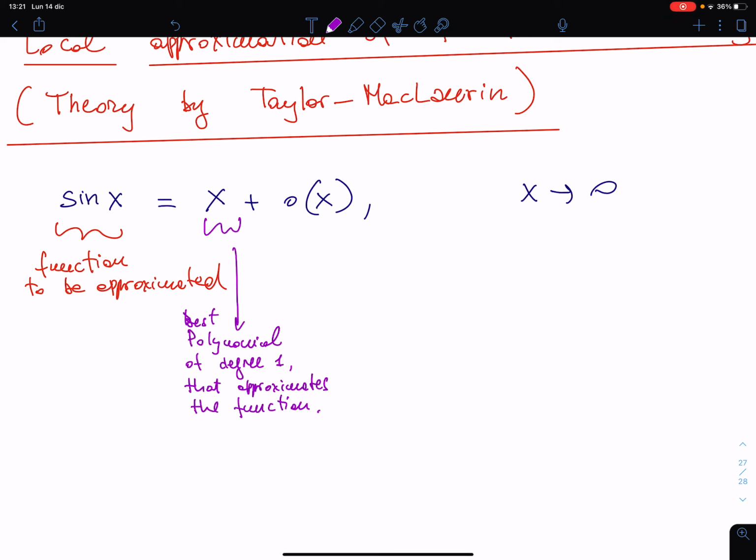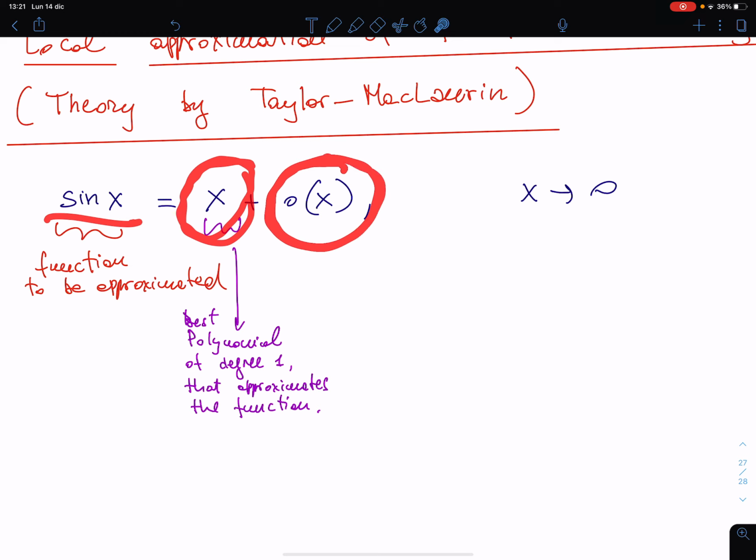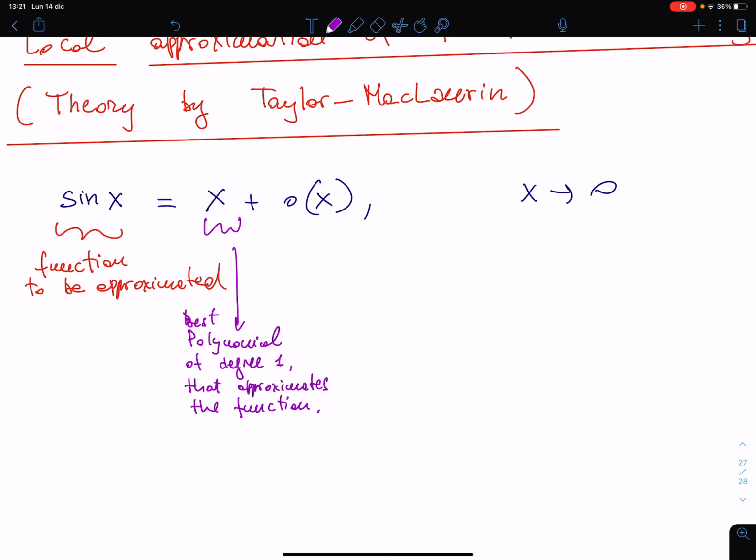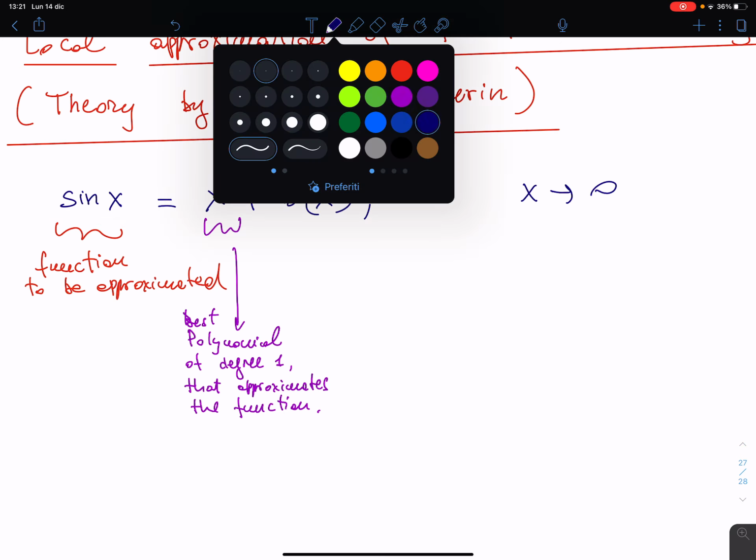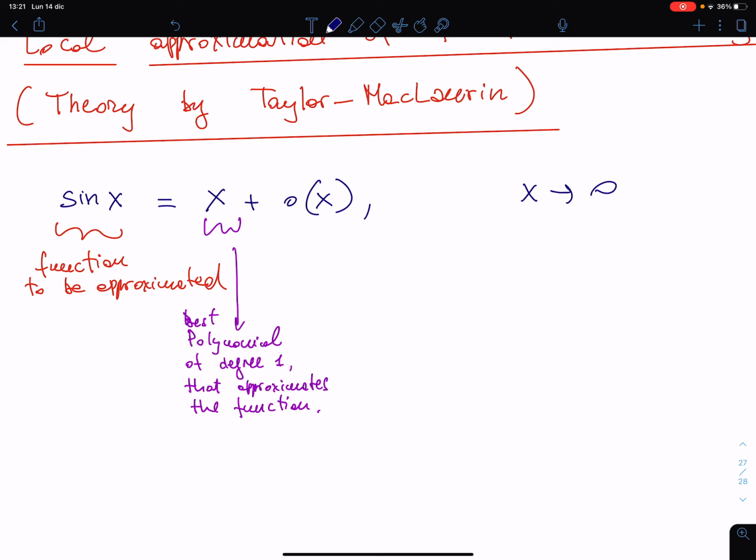Why is it the best? Because when introducing the notion of derivative, we define the derivative as the coefficient of the best linear approximation to the function, and the only one that allows for a remainder, which is little o. Okay, so this is why the polynomial.